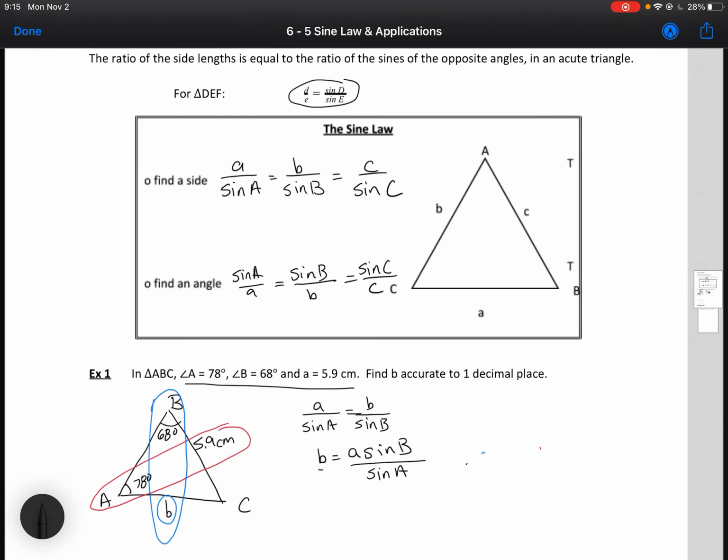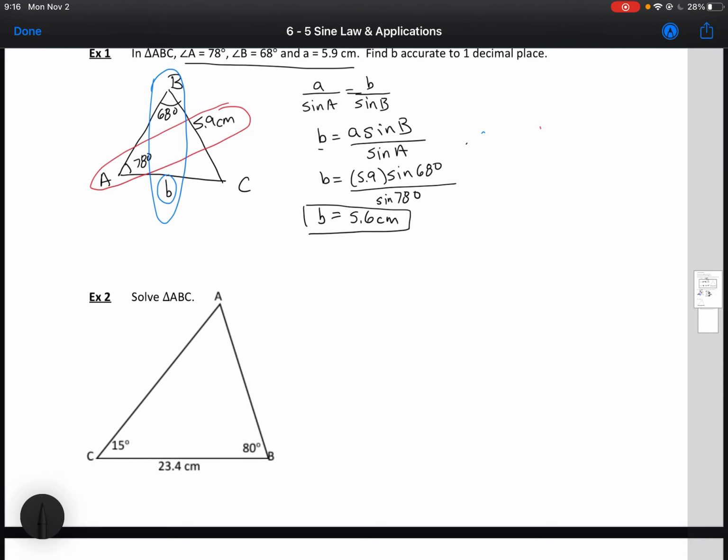Now I've got that side b is equal to a sine B over sine A, and now I'm going to substitute in the values that I know. So I've got 5.9 sine 68 degrees all over sine 78 degrees. Putting that into my calculator is going to give me a value of 5.6 centimeters, which seems like a reasonable value for b.